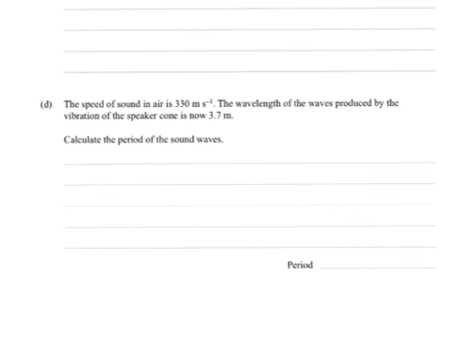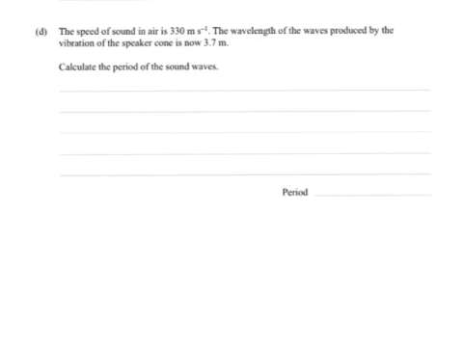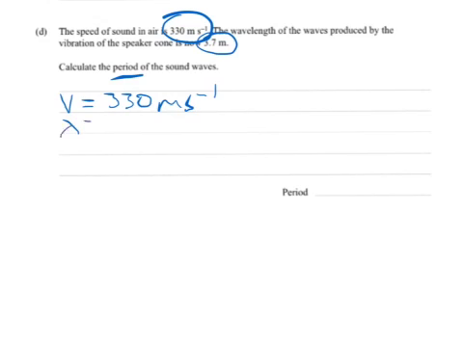Moving on, D. The speed of sound in air is 330 meters per second. The wavelength of the waves produced is 3.7 meters. Calculate the period of the sound waves. Okay. So we have the velocity of the wave, 330 meters per second. We have the wavelength, which is 3.7 meters.